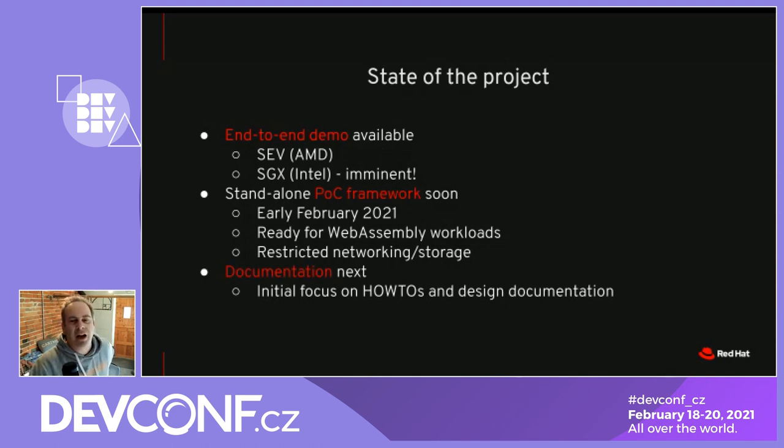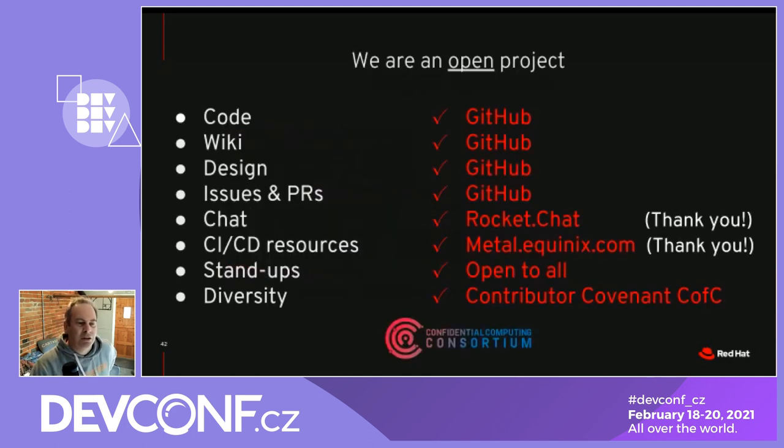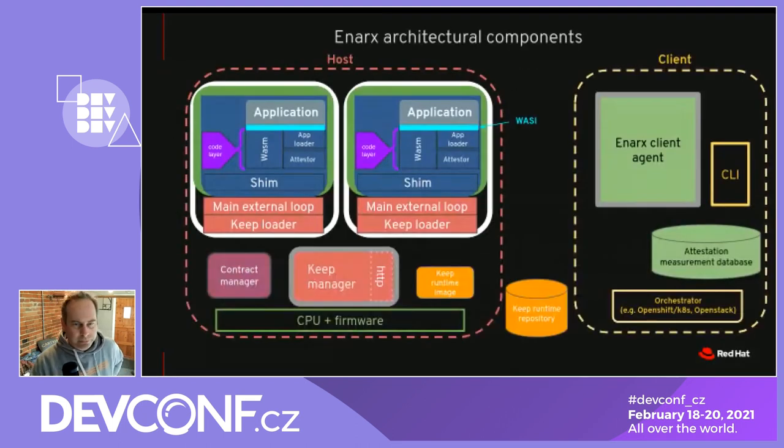We've been running hard to get this demo ready for you folks, and we've skimped a little on the documentation, which I apologize. We are entirely open. The code is open, it's on GitHub. The wiki, the design and all issues and PRs are open, all on GitHub. The chat is on Rocket Chat. I'll give you the link to that in a minute. All of our CICD is open to members of the project in good standing. Our standups are open, and we've adopted the Contributor Covenant code of conduct.